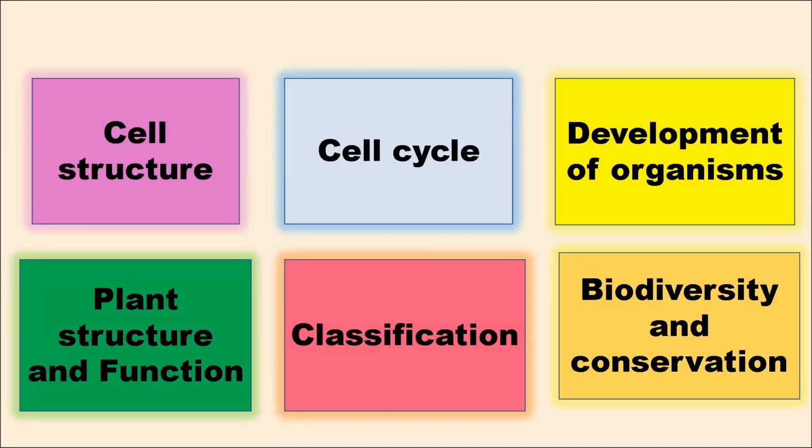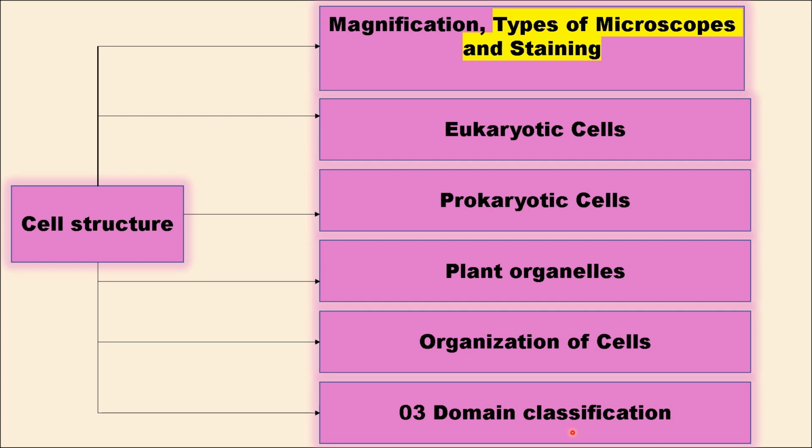If you have watched my introduction video, then you might know there are 6 key topics under Unit 2, and currently we are discussing past paper questions on cell structure. These are the categorizations I have made for you to make it easy. And today we'll be focusing on types of microscope and staining.